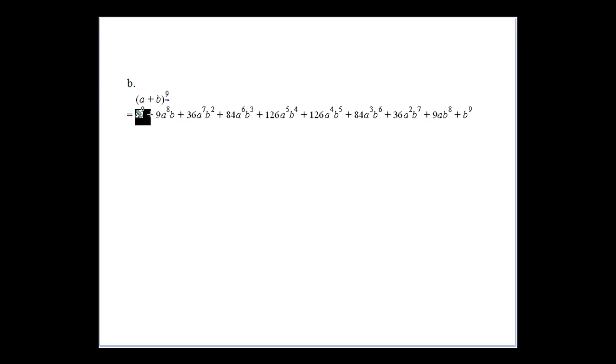And notice what happens with the a and the b in each term here. A is going to start at 9, then 8, 7, 6, 5, 4, 3, down to a to the power of 1, and then a to the power of 0, and b is going to go up by 1. You can see how b goes up by 1 each time until we get to b to the power of 9, and that's this expansion. And notice the line of Pascal's triangle in there.